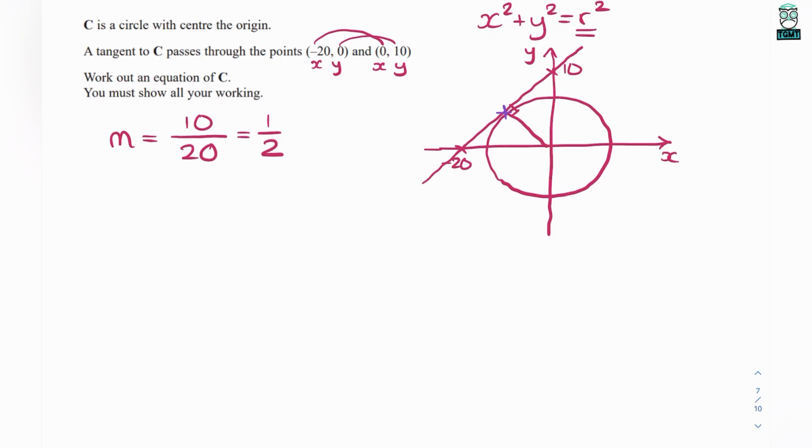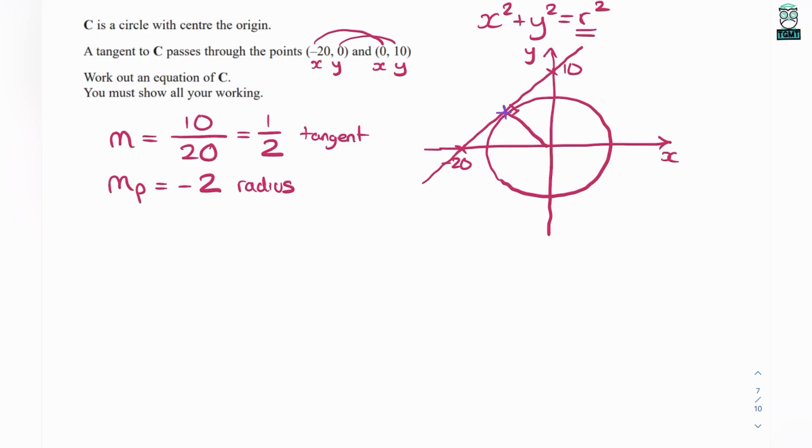That's now going to allow us to find the gradient of the radius, because we know that the radius is perpendicular to the tangent. So the gradient of our radius, the perpendicular gradient, will be -2 over 1, or -2. And it is worth labelling these. So that there is the tangent, and this here is the radius.